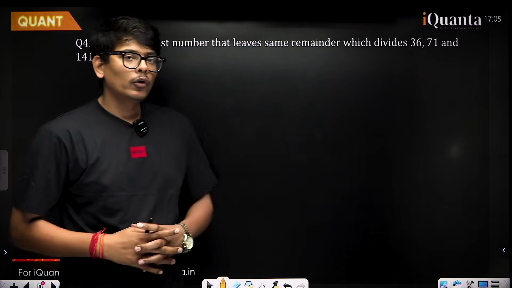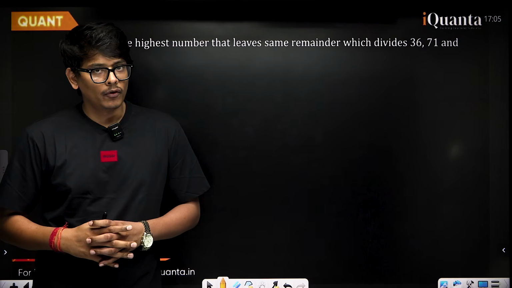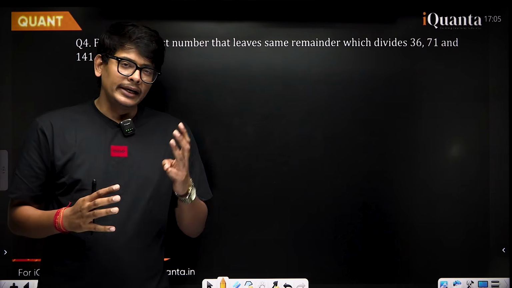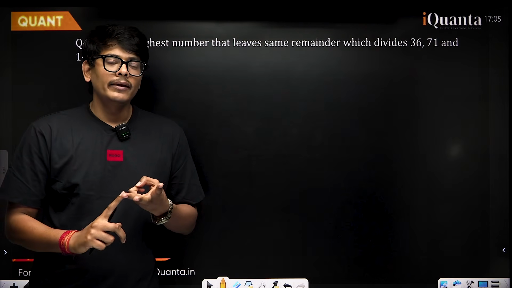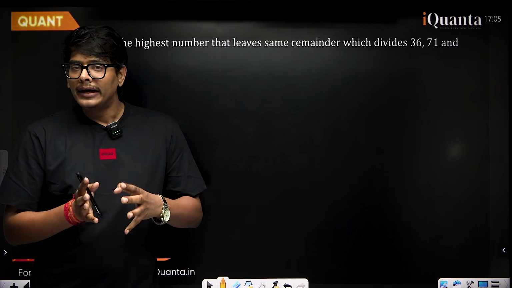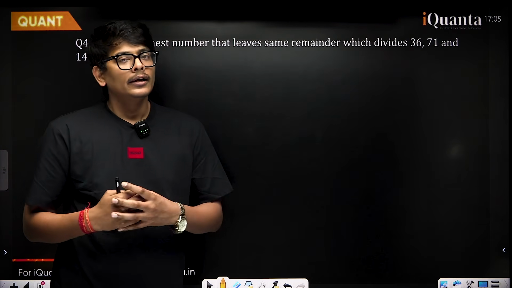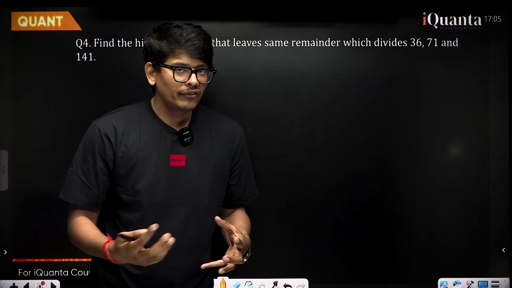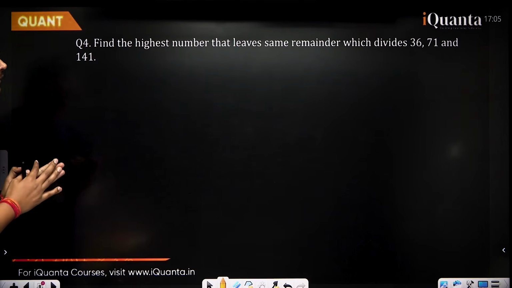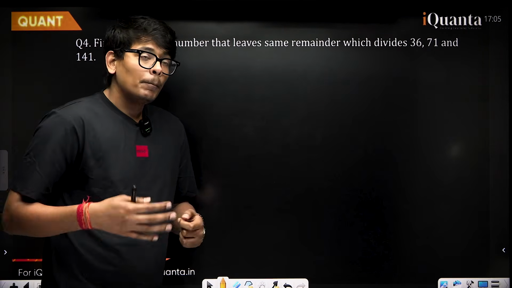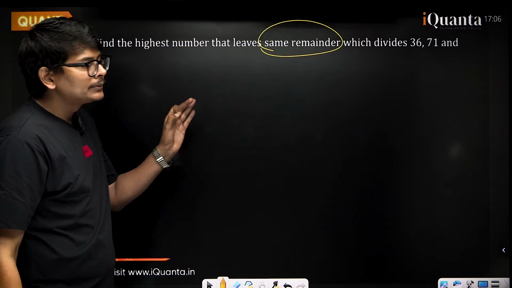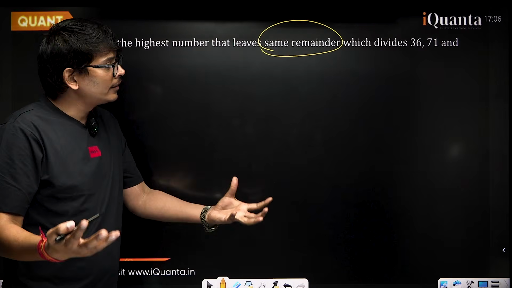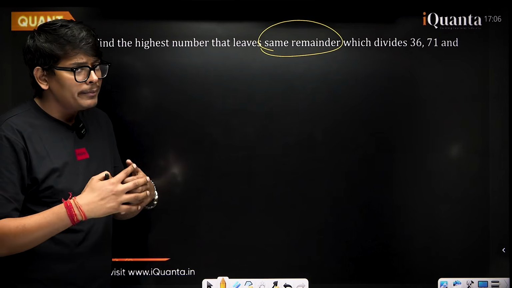Now, the fourth one is a very important question. Please focus on this. So we have covered 3 types of questions as of now. First one where remainder was 0. Second time remainder was something, but remainder was same for each and every case. Third, when the remainders are different. Now the fourth case is we have to find out the HCF, but here the remainder is also unknown. Leaves same remainder, but we do not know what that remainder is. It can be 1, 2, 3, can be anything.